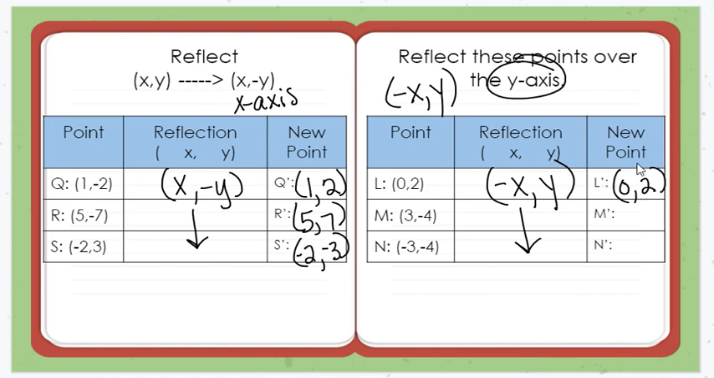So did this point move at all when you reflect it? No, it didn't, because we're reflecting across the y-axis, and this point is on the y-axis. So if we're reflecting across the y, it's already on it. It's not going to move. It's just going to stay there.